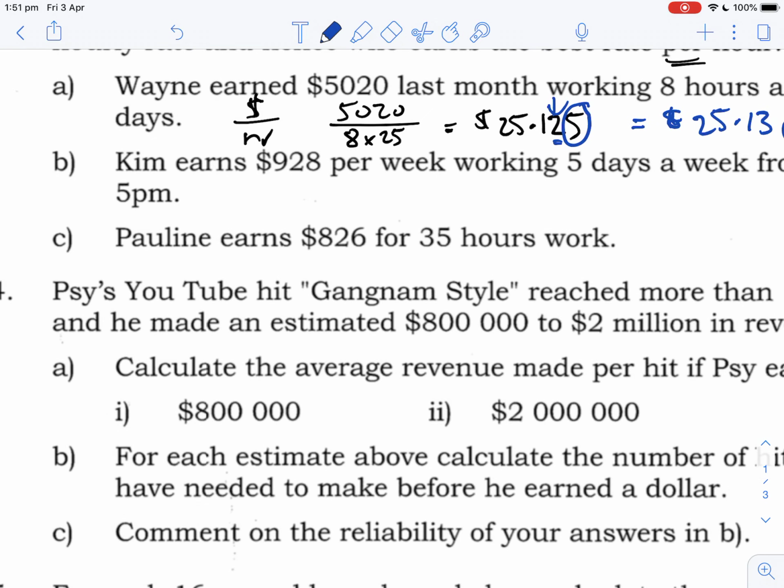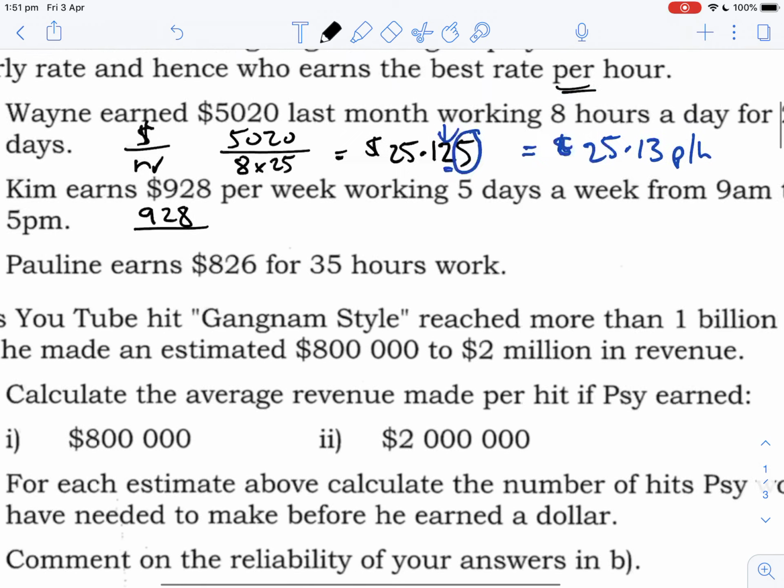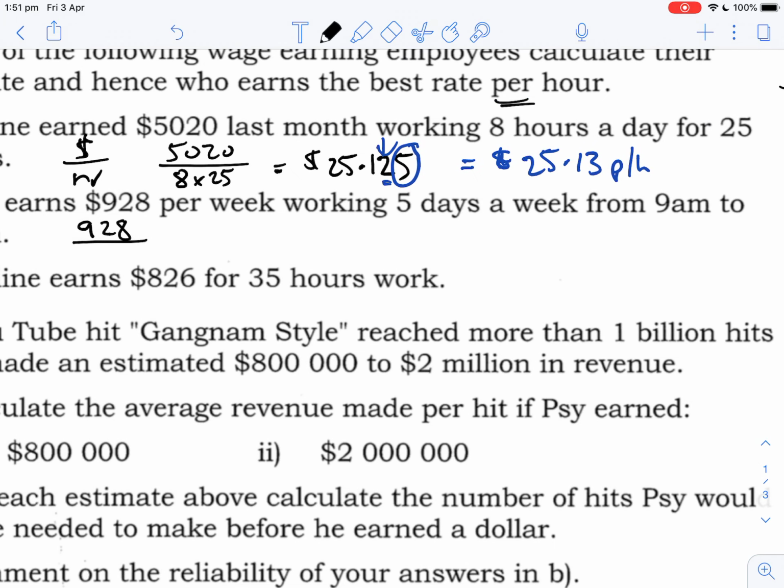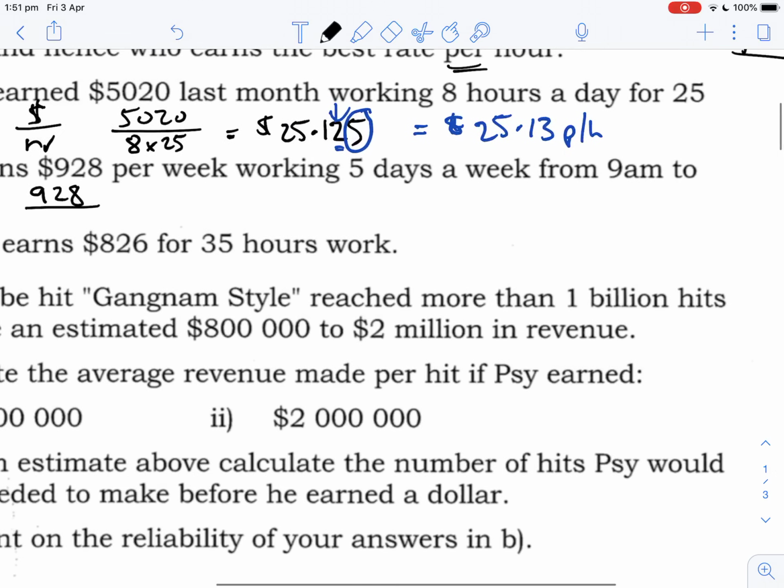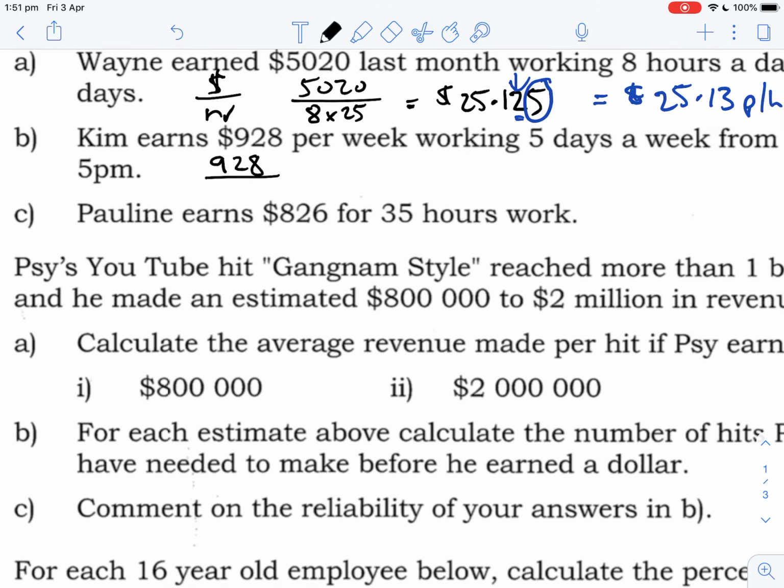Let's have a look at our next one. Now, Kim earns 928 per week. So again, it's dollars divided by hours. So it'll be the 928 on the numerator, and on the bottom, the denominator, we need to work out her hours. So here we're told that she works 5 days a week from 9 a.m. to 5 p.m. So you just count up from 9, so 10, 11, 12, 1, 2, 3, 4, 5 is 8 hours. So she's working 8 hours per day and timesing that by the 5 days that she works. So she's going to have 40 on the bottom. But you don't even need to calculate that first. You can put that into your calculator exactly as you see it.